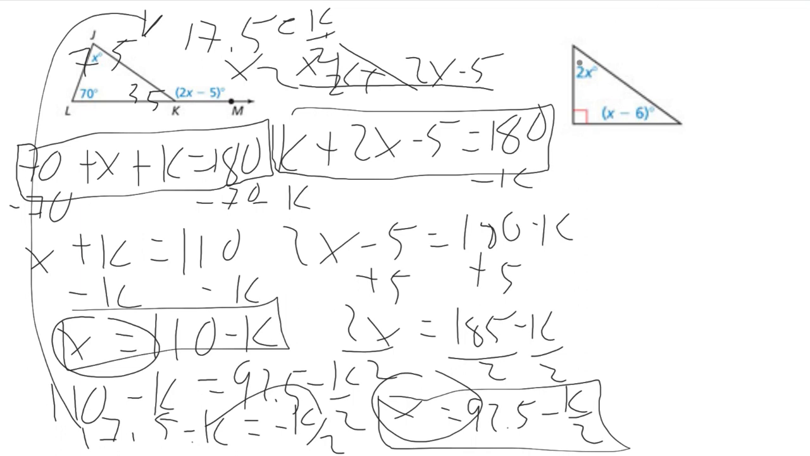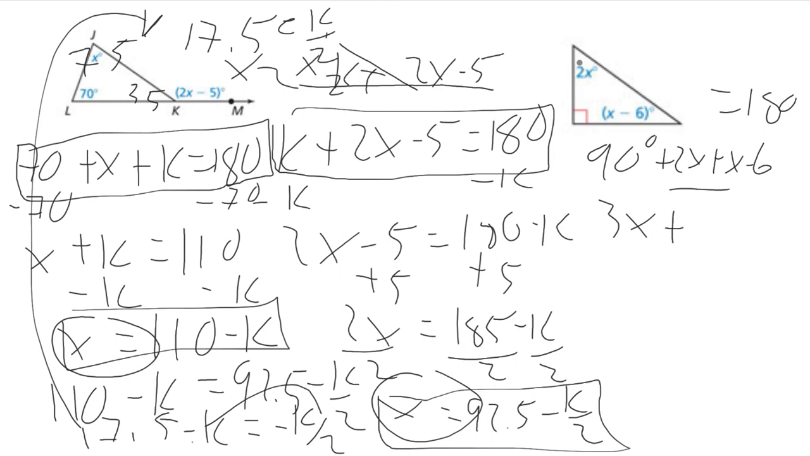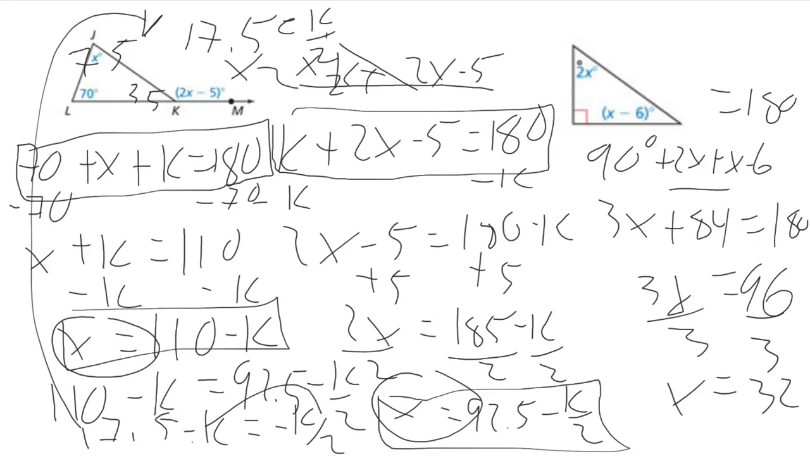Here I have a triangle. That square means 90 degrees, plus 2x plus x minus 6 is going to equal 180 degrees. Combining some like terms, I get 3x plus 84 is equal to 180 degrees. Then I'm going to subtract 84 from both sides and get 3x is equal to 96, and then divide both sides by 3. X is equal to 32.